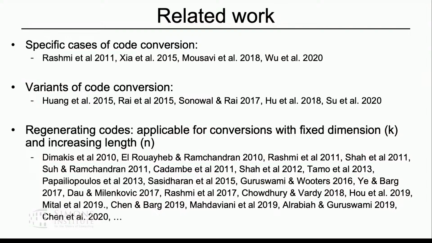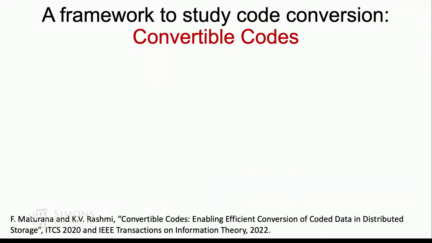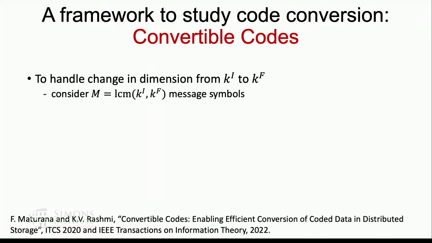And this is where we propose a new framework of codes called convertible codes, which basically are designed to address this code conversion problem right at the design phase. One of the main challenges or differences from the existing works on coding for distributed storage is that here we have to handle change in the dimension. That is, we are going from k_i to k_f, right?